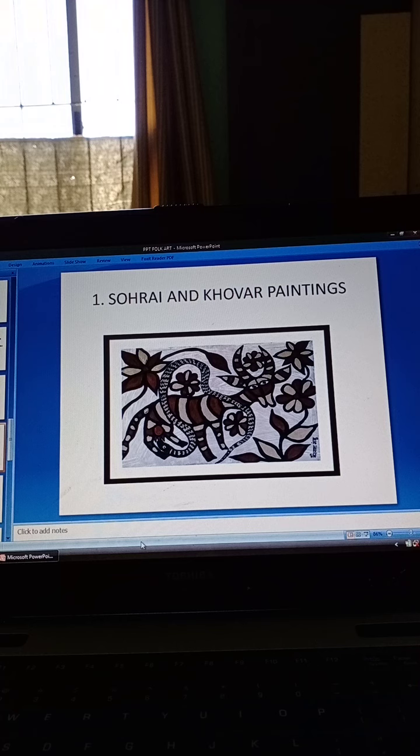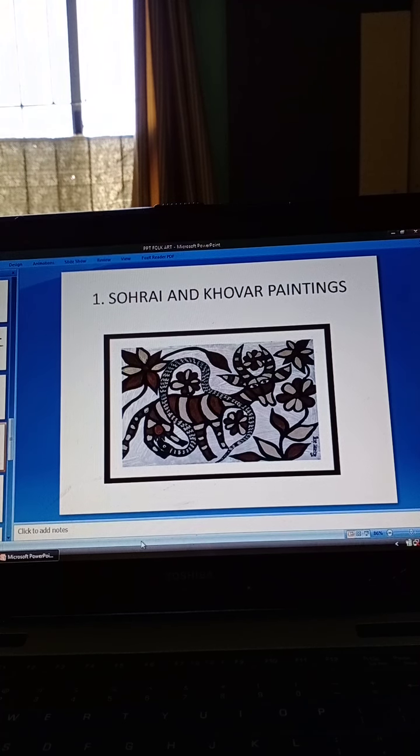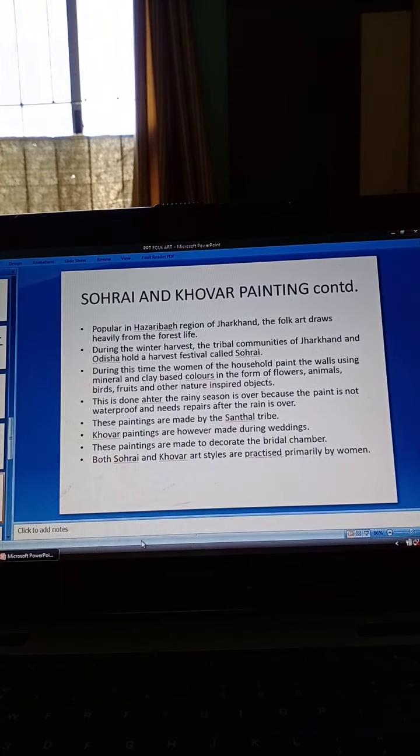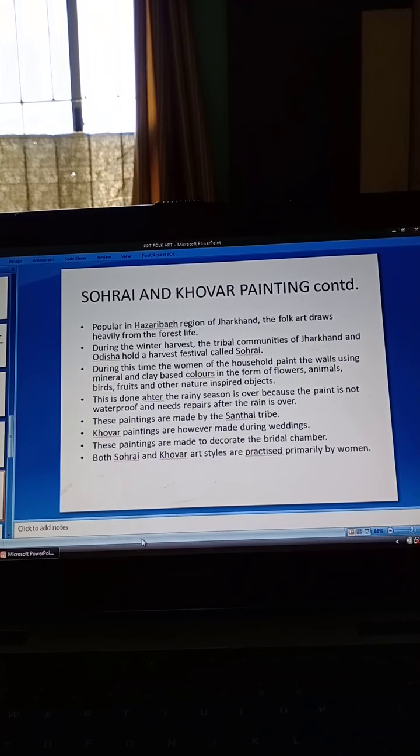Please have a look at it for a few seconds, and then I'll explain what Sohrai and Khovar paintings are all about. Indeed, it is a very beautiful picture, and it is popular in Hazaribagh region of Jharkhand, and this folk art draws heavily from the forest life. During the winter harvest, the tribal communities of Jharkhand and Orissa hold a harvest festival called Sohrai.